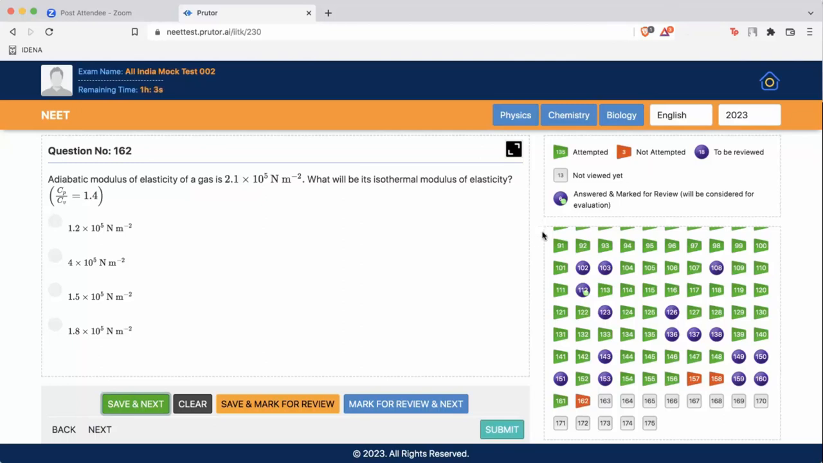Adiabatic modulus of elasticity. What is isothermal? We have to divide by gamma. K by gamma. Gamma K is equal to K dash. K dash here is 2.1. No, wait. It is gamma, right? Gamma, Cp by Cv, is equal to 2.1. So Cp by Cv is nothing but 2.1 by 1.4, nothing but 3 by 2. So 1.5.